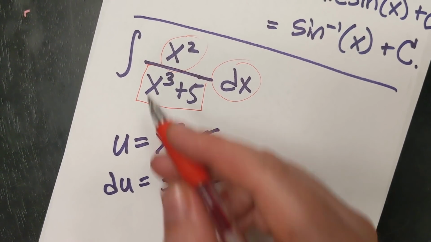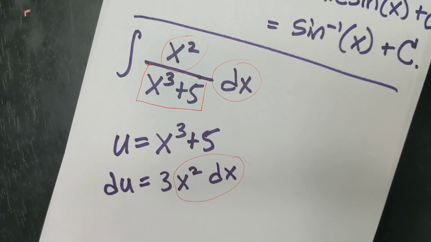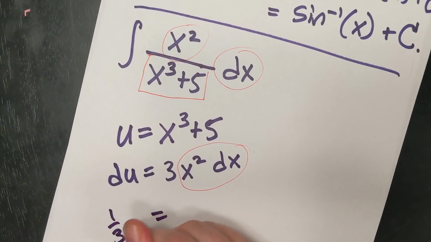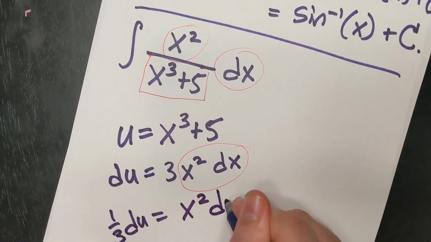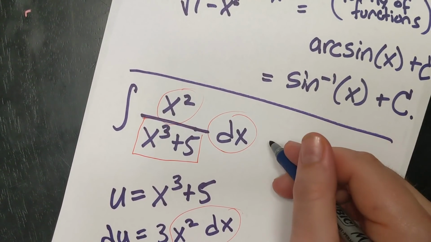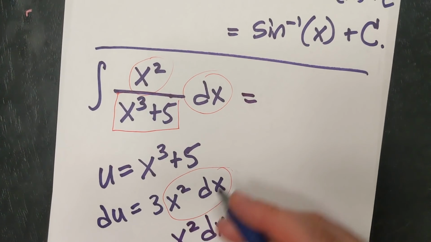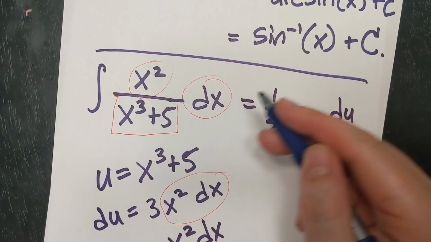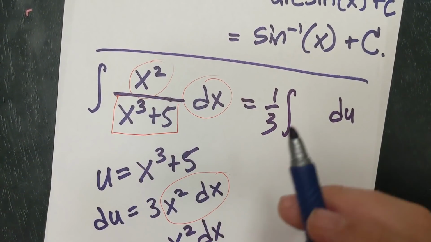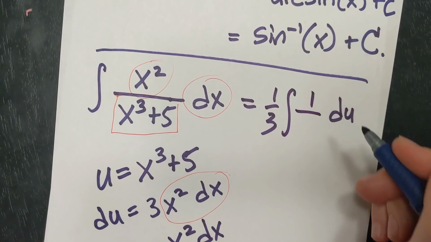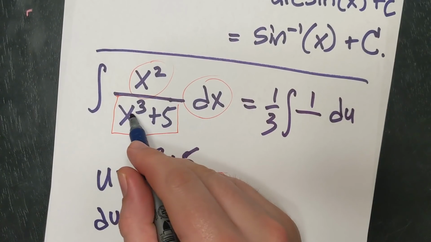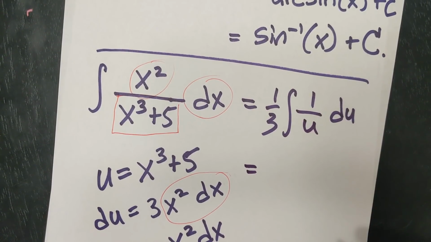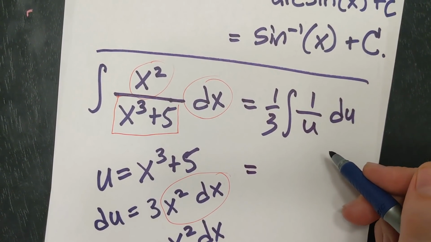So there's two ways to think of it. You can put a 3 there and then put a 1/3 out front, but if that's confusing, you can also just think, well, I can move that 3 over to the other side, and then I'm saying I'm replacing my x squared dx with a 1/3 and with a du. And then this whole thing becomes the integral of my x squared's gone, I've already dealt with it, so I just have a 1 on top of the fraction, and here I have x cubed plus 5 is just u. So I end up with the antiderivative of 1 over u.